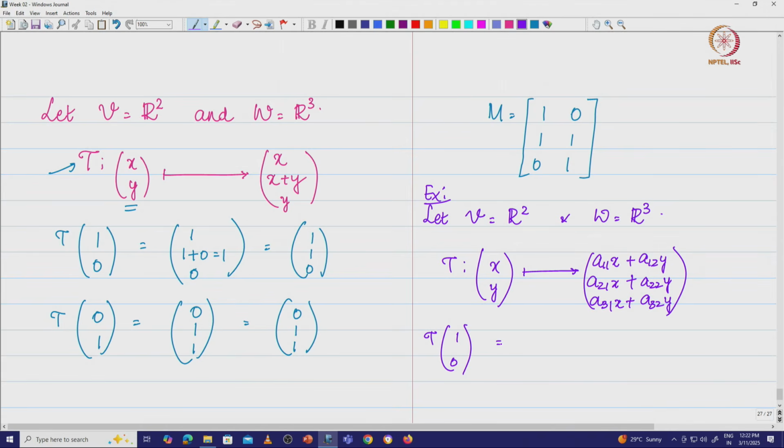So, T of (1, 0) is nothing but A11 into 1 plus A12 into 0, A21 into 1 plus A22 into 0, and then A31 into 1 plus A32 into 0, which is going to be A11, A21, A31. So, the (1, 0) vector is going to get mapped to this vector (A11, A21, A31).